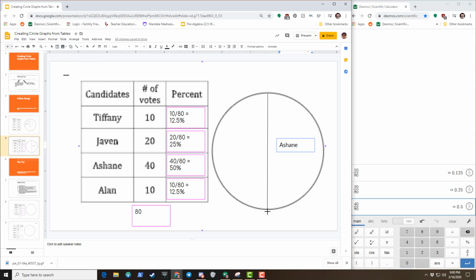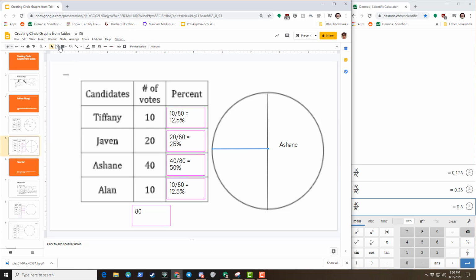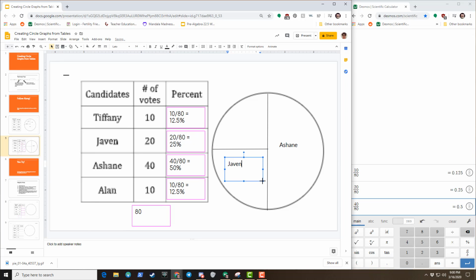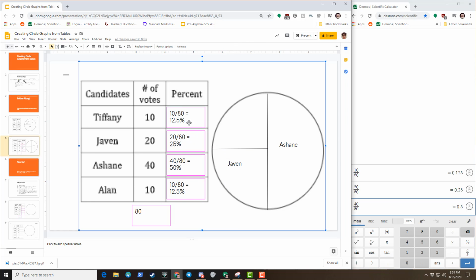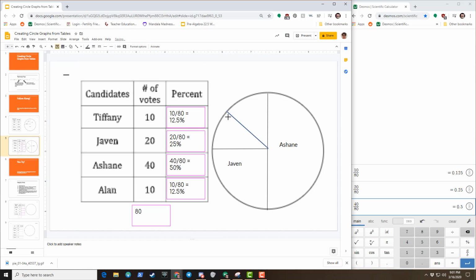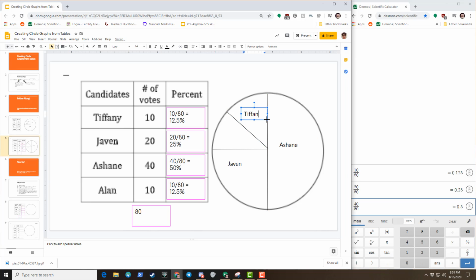So that's done. The next most familiar that we probably are is Javin with 25%, which is 1/4. So we are going to start from here, and if I go 1/4 of the way around the circle, I end up here. So that is going to be Javin's portion. Just like in the last example, Alan and Tiffany are both 12.5%. This blank space left over is 25% because we already have 50 and 25, which is equal to 75. And since they're equal, we can just split that pie piece in half. So we have Tiffany and we have Alan.